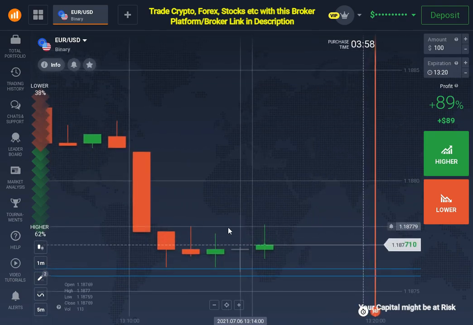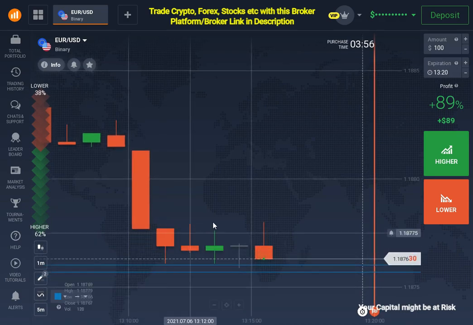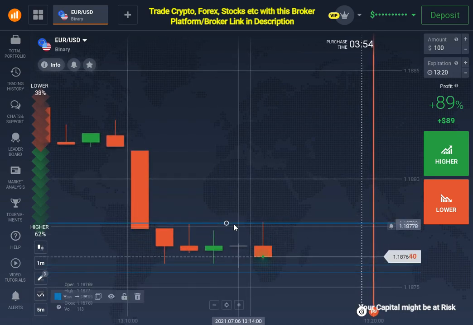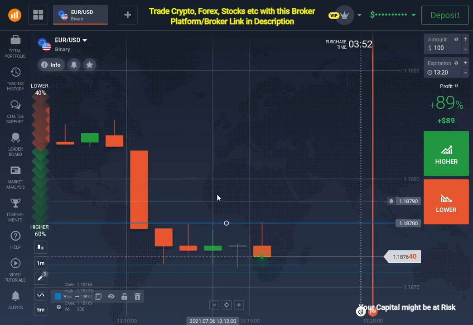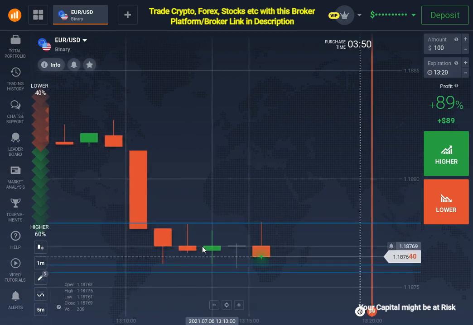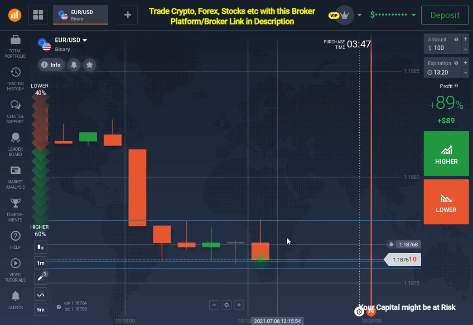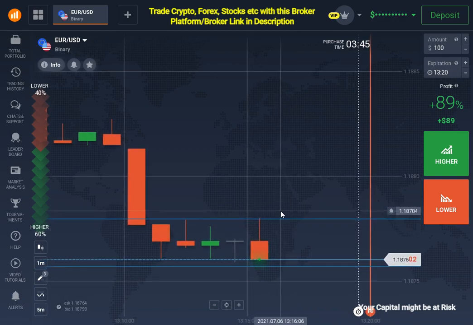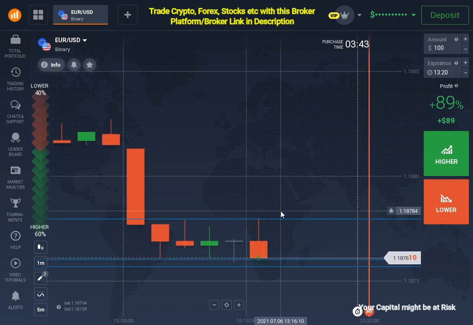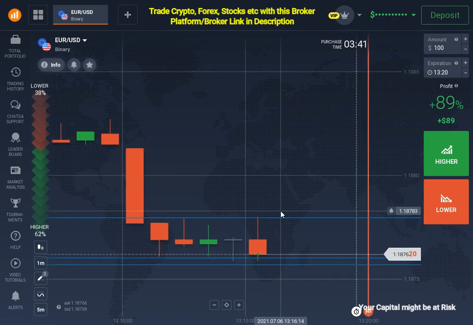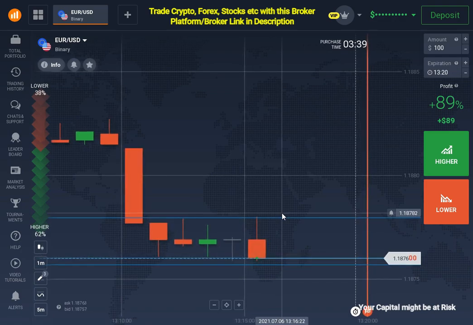So let's wait, and what I will do is draw a resistance level. This is our resistance level. This is the recent level. So I need a bullish confirmation breaking this level, and then I will place a trade and explain it in detail, so don't worry about it. I'm just waiting to place my trade.